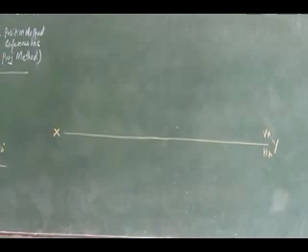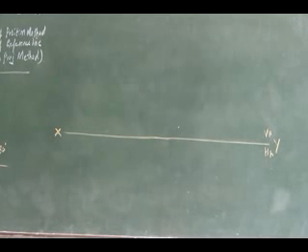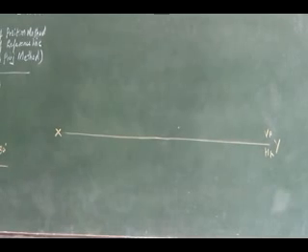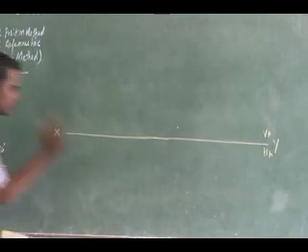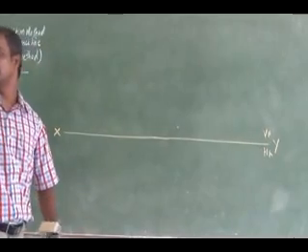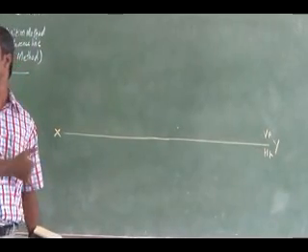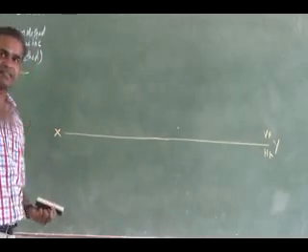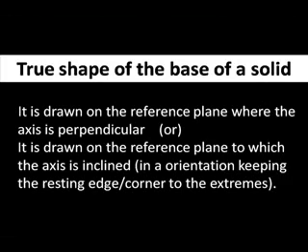So wherever the axis is inclined, there you have to draw the true shape. Now the axis is inclined to HP, so you have to draw the base on HP. Remember that. Since the axis is inclined to HP, you draw the base on HP.